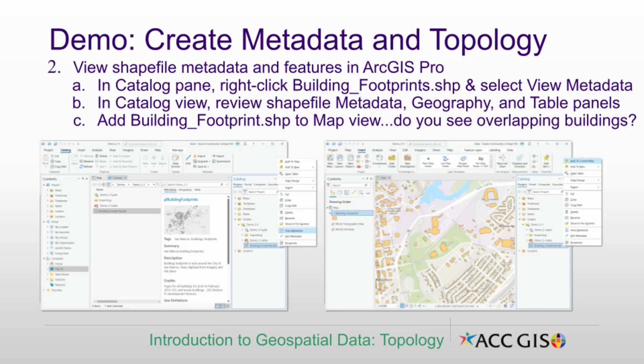In step 2, we'll view the shapefile building metadata and features in ArcGIS Pro. In the catalog pane, you'll right-click the building_footprints.shp and select View Metadata. This will open up the catalog view where you can review the shapefile metadata, geography, and table. Then you'll add the building_footprints.shp to the map view and note if you can identify any overlapping buildings.